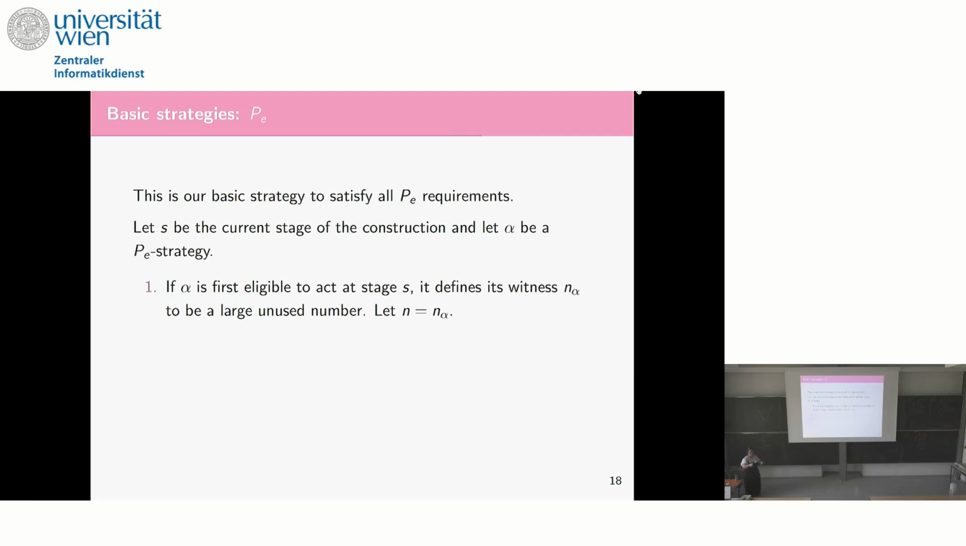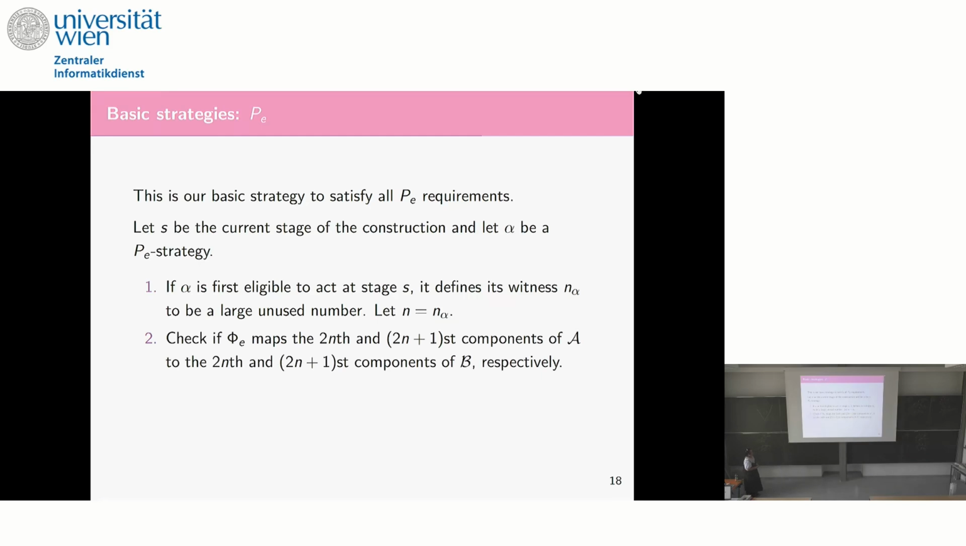So remember, the PE strategy says, I don't want to make these computably isomorphic. So what you're going to do is let alpha be a P strategy, and let's say alpha is eligible to act at stage S. It's acting for the first time. What it's going to do is pick some parameter n alpha, and it's going to say, okay, the nodes connected to those parameters, I'm going to use them in my diagonalization. Okay.